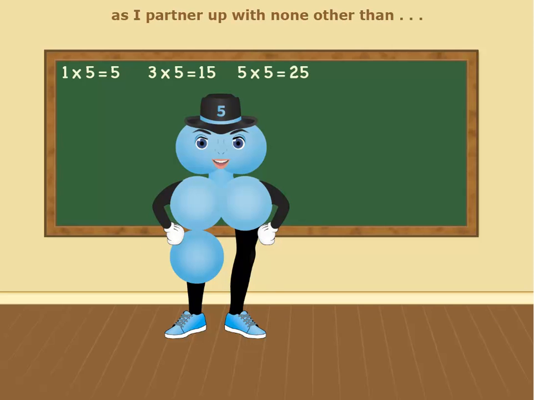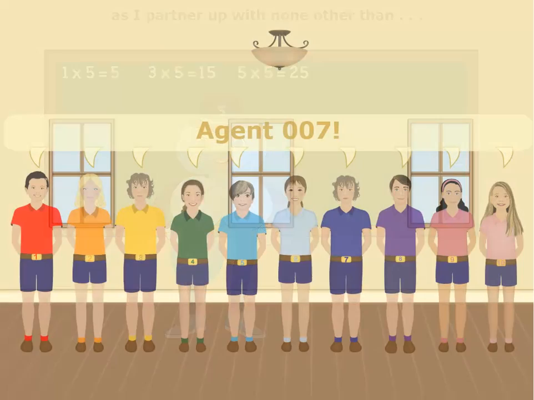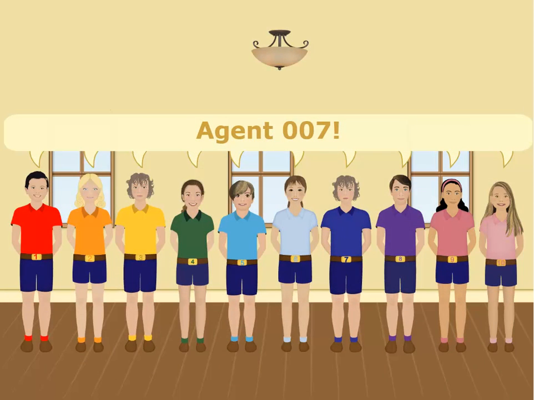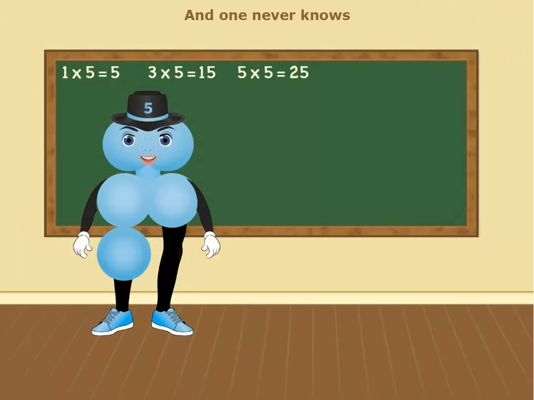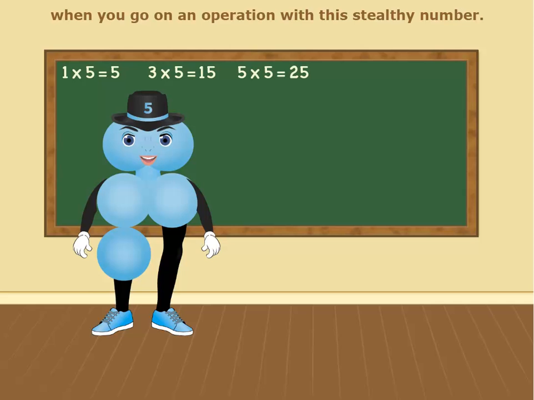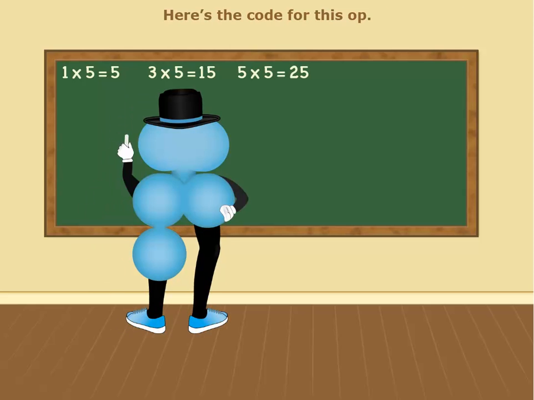Okay, for my next act, I get to practice a little espionage, as I partner up with none other than Agent 007. And one never knows what kind of adventures may be encountered, what dangers might lurk around every corner when you go on an operation with this stealthy number. Here's the code for this op.